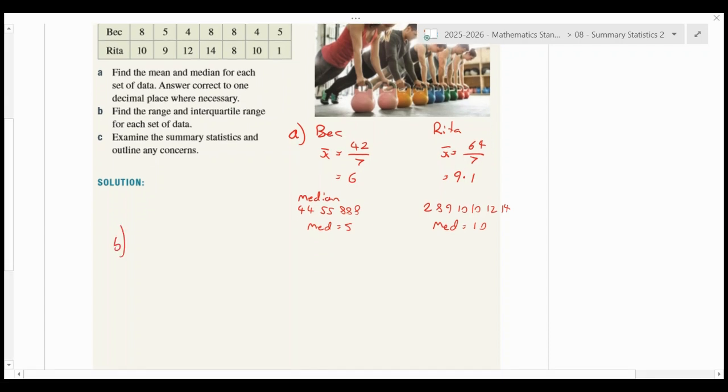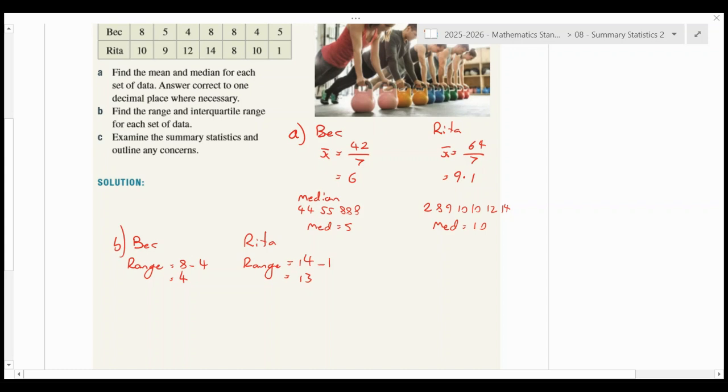Question B, the range. So once again, we'll go Beck. The range goes from 8 to 4, which means her range is 4. And Rita, her range goes from 14 to 1, which means her range is 13.